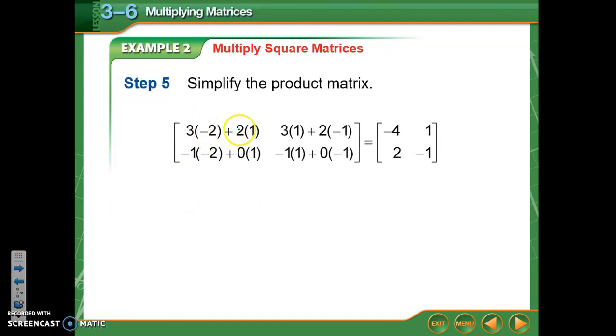So this becomes negative 6 plus 2, which is negative 4. 3 plus negative 2, which is 1. 2 plus 0, which is 2. Negative 1 plus 0, which is negative 1. So my final answer, RS, is negative 4, 1, 2, negative 1.